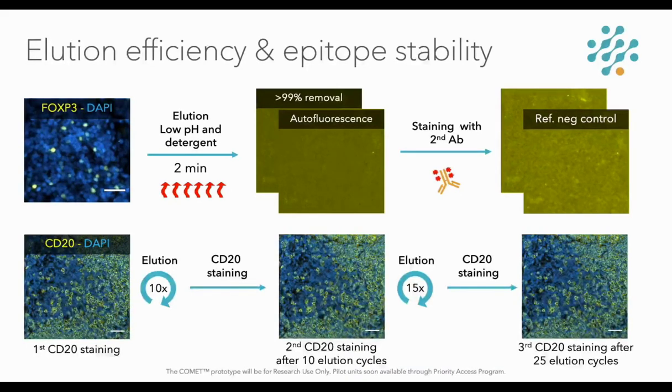The information gathered during elution efficiency and epitope stability characterization is fundamental when creating our multiplexing panels, as it will determine how difficult it will be to remove the signal from a particular marker and how stable the epitope is to multiple cycles of elution. This ultimately guides us on what position to assign each marker to in our multiplexing panel.